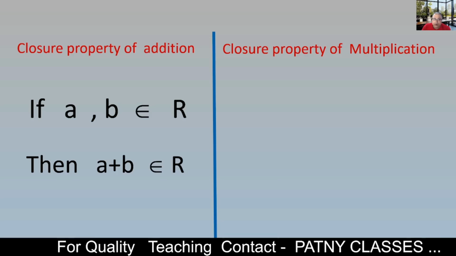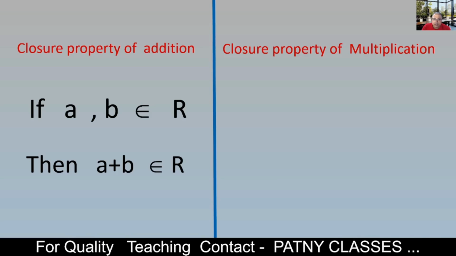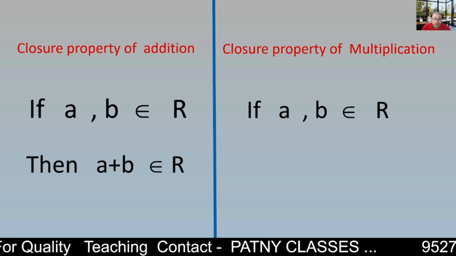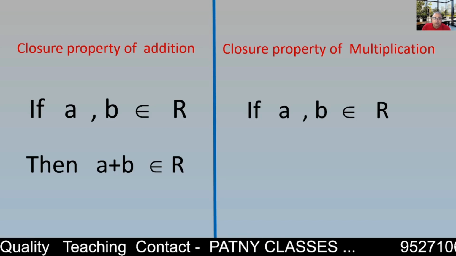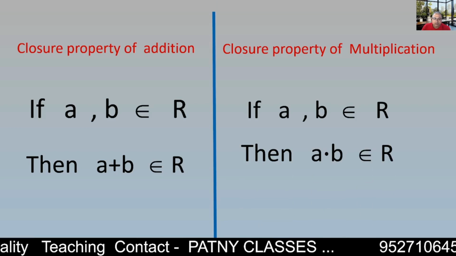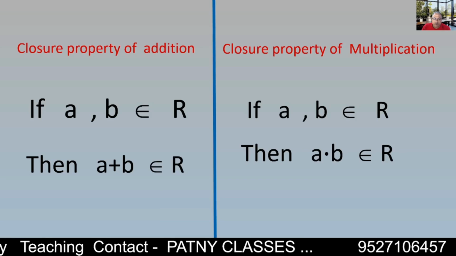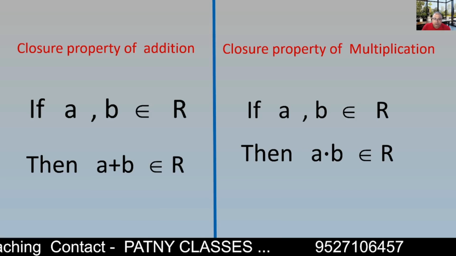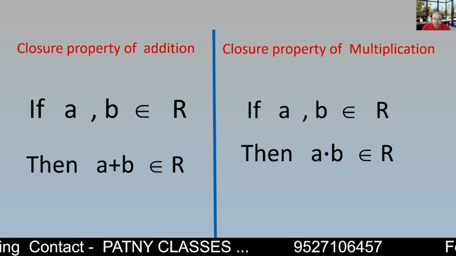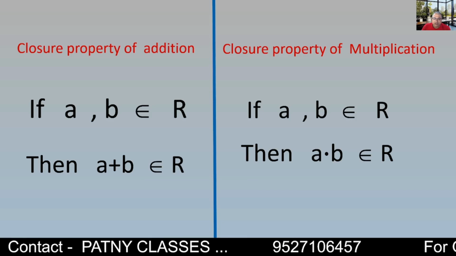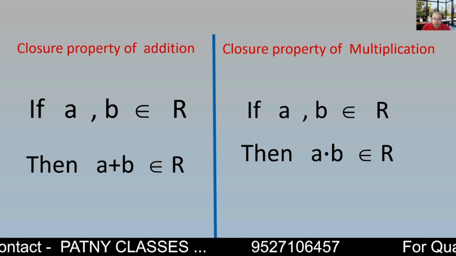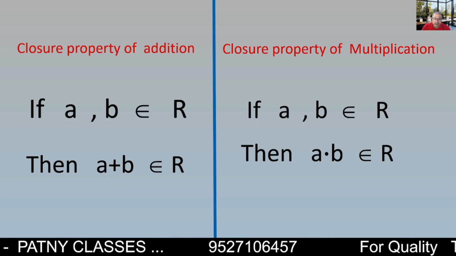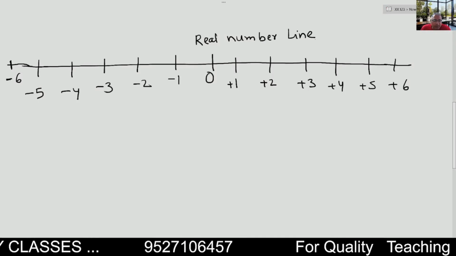Now, closure property of multiplication. Under this, suppose we have two real numbers, A is a real number, B is also a real number. And suppose we multiply these two real numbers, that is A dot B, dot stands for multiplication, A dot B will also be a real number. So these properties are called closure properties: closure property of addition in case of plus, and closure property of multiplication in case of multiplying A and B.